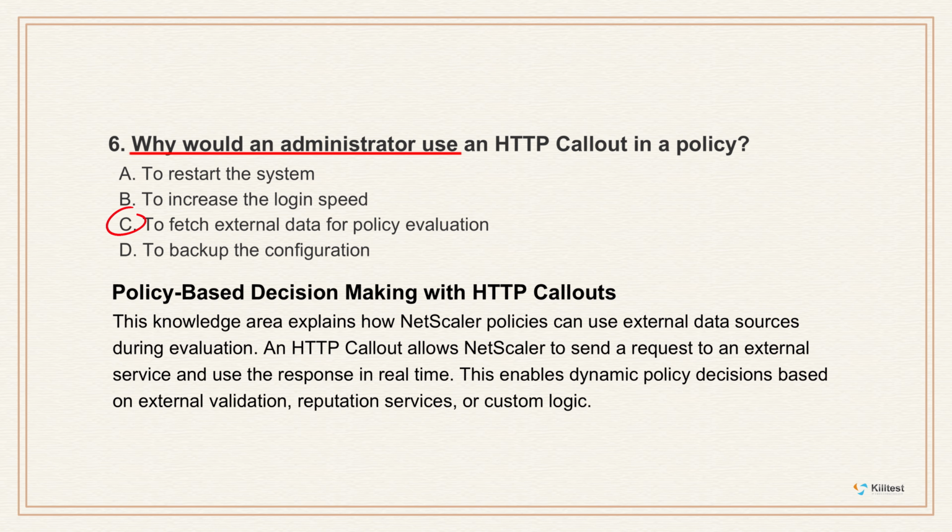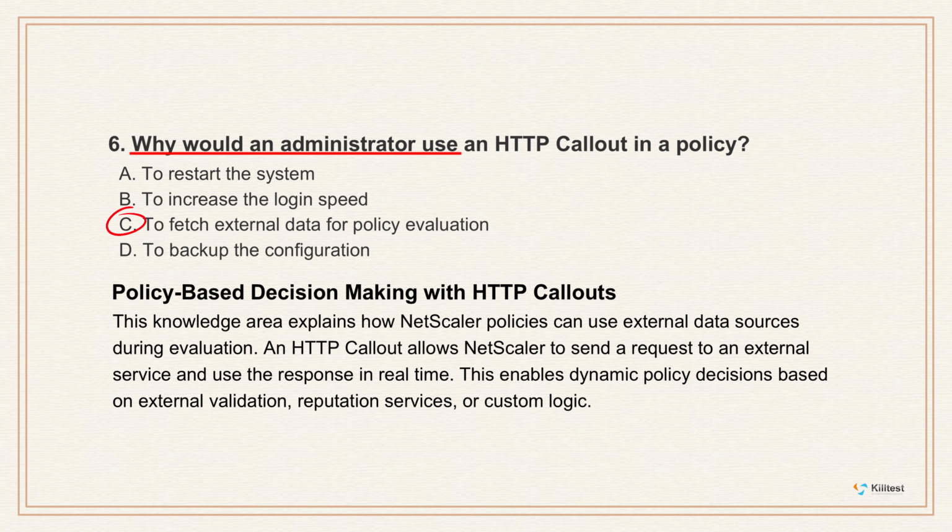Okay, imagine you're a security guard at a building. Someone walks up and shows you their ID. You look at the ID, that's local evaluation, but maybe the ID looks okay, but you're suspicious. So you pick up the phone and call headquarters. Hey, is this person actually employed here? Are they on a suspended list? And you wait for an answer before you open the gate. Exactly. That phone call is the HTTP callout.